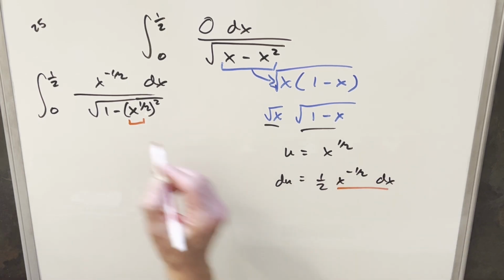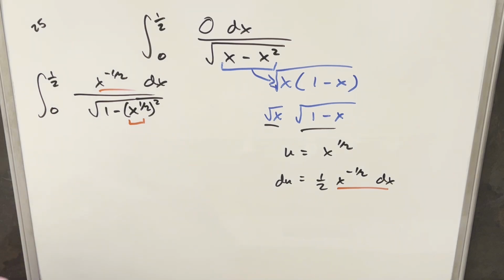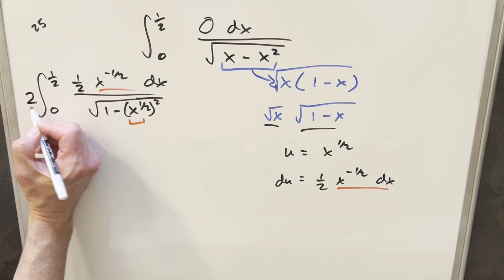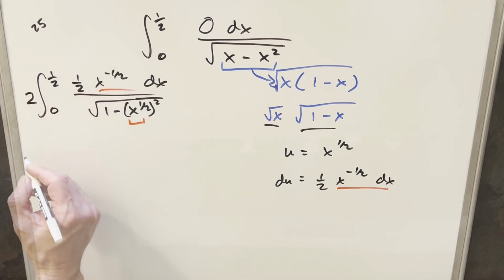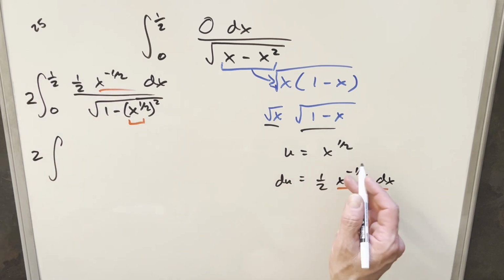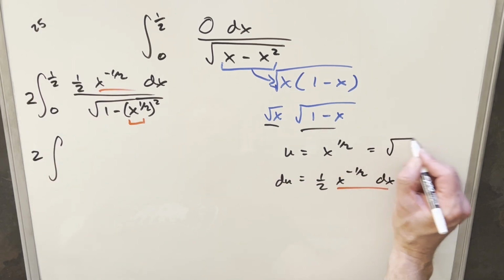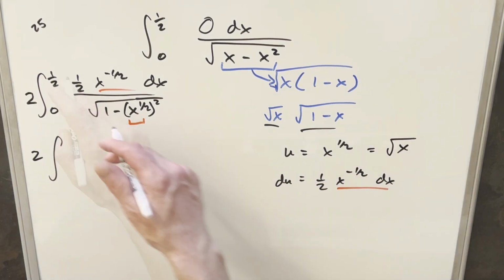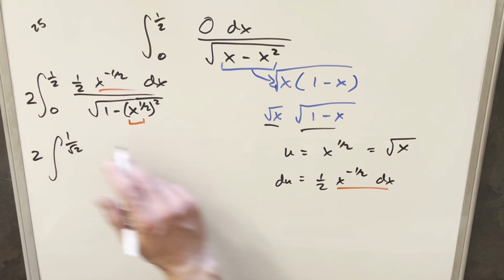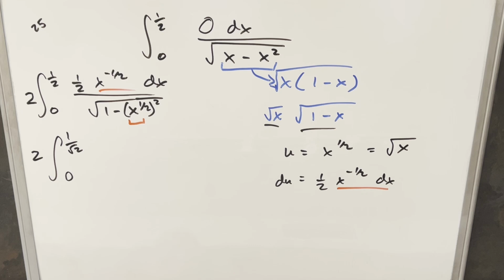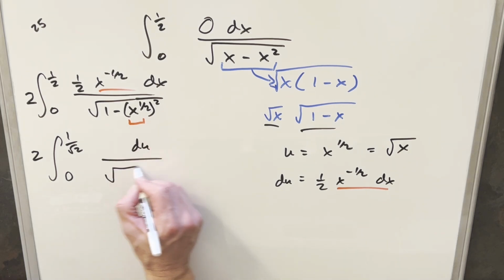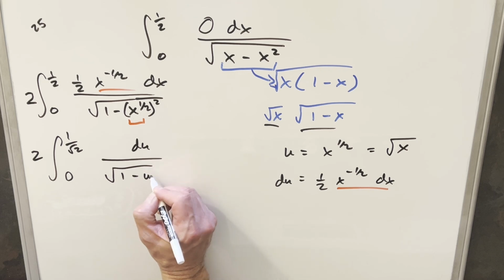Well, then we have this part already in our numerator. I can just create the 1/2. So I'll multiply by 1/2 here, and multiply out front by 2, so we're just multiplying by 1. Then we'll do the substitution, so we'll have our 2 out front. Evaluating 1/2 at x to the 1/2, I can write this as square root of x. The square root of 1/2 is just 1 over square root of 2. And taking 0, the square root of 0 is just 0. Now the numerator is just going to be du, and the denominator becomes square root of 1 minus u squared.